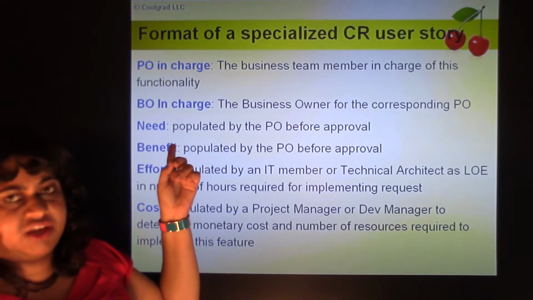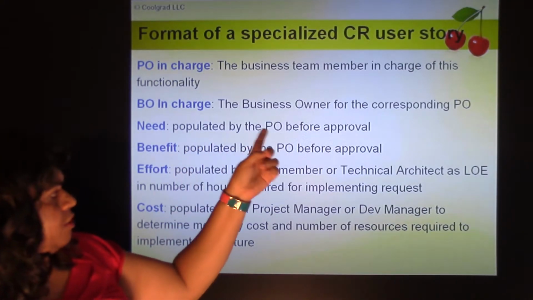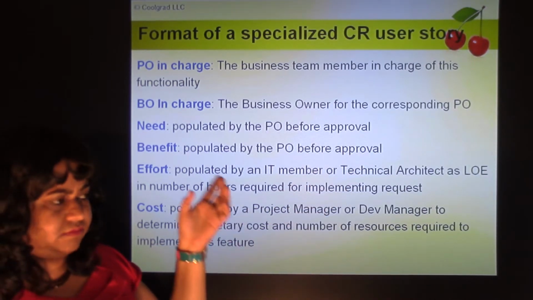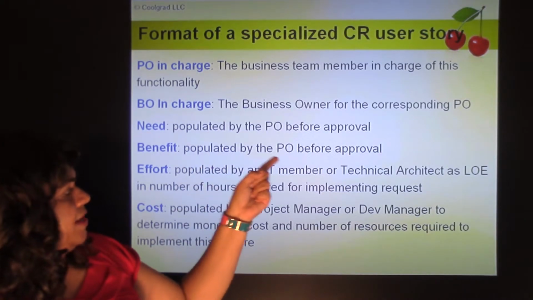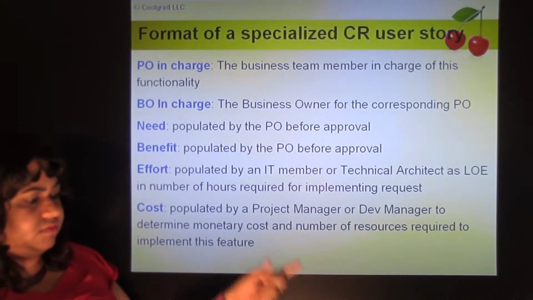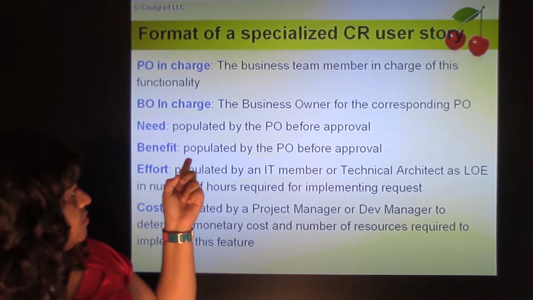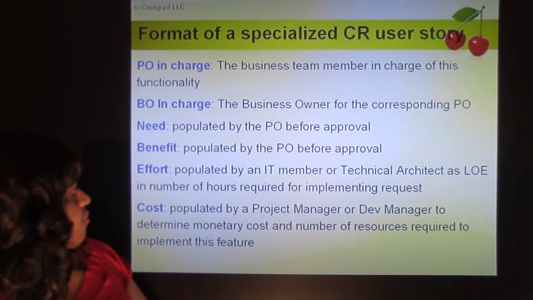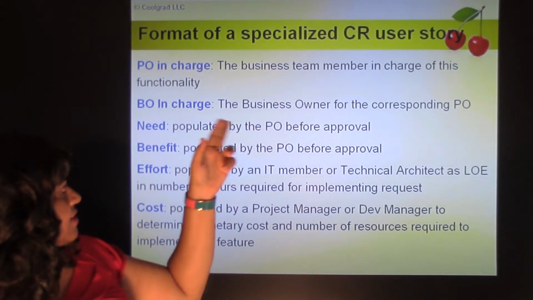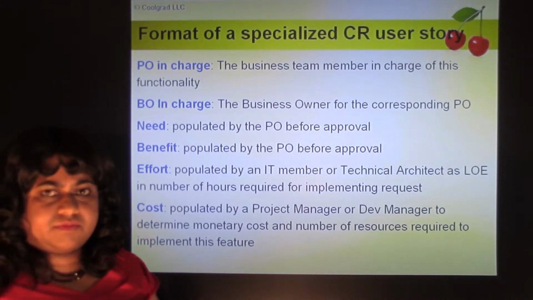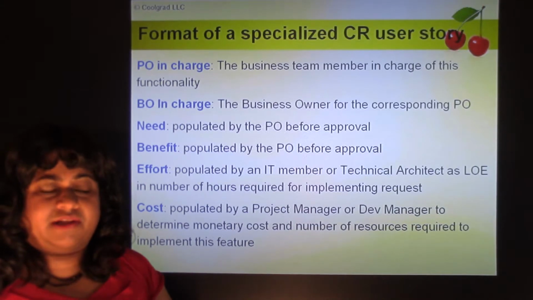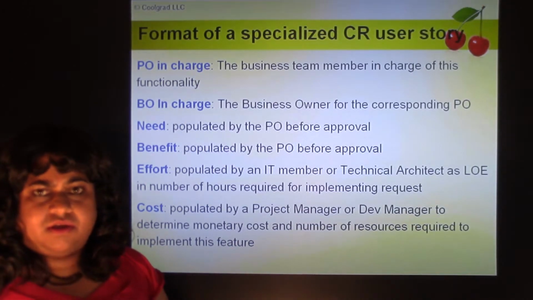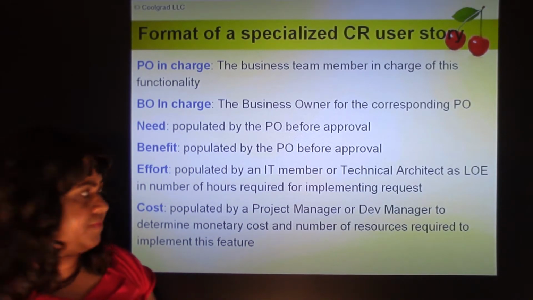Need: the need for this change request, populated by the product owner before approval. Benefit: populated by the PO before approval. So the product owner does the need and benefit analysis. They say why we need this, because it's critical for compliance reasons, or it's critical because it's affecting the field service engineer, who is not able to do their job because of this. So we need this. So you justify the need.